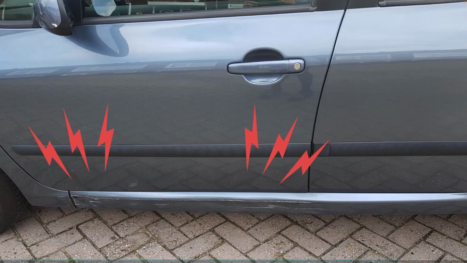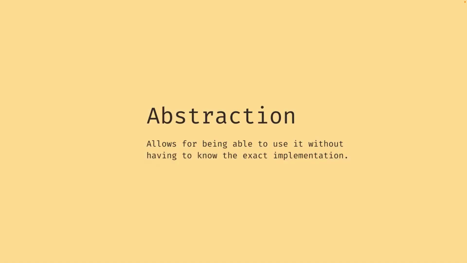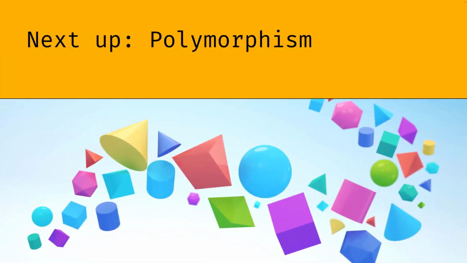Alright, I know this is a bit abstract still, but knowing that abstraction allows for being able to use it without having to know the exact implementation, that's enough on abstraction for now. In the next video, we're going to have a look at the fourth pillar of OOP, polymorphism, which is Greek for many shapes.